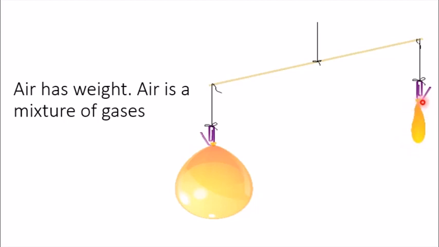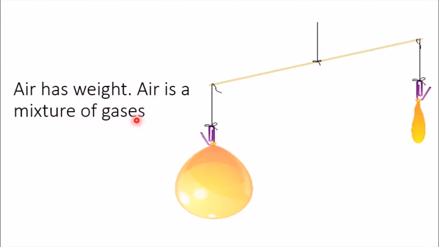Can you guess what will happen? As the air is released from this balloon, the rod will tilt towards this side. Why is this tilting towards this side? Because in this balloon the air is there, but in this balloon there is no air. So from this what do we come to know? That here there was no air, that means there was no mass present. But here there was air, mass was present, and that is why it got tilted towards this side. So we can know that air has weight.